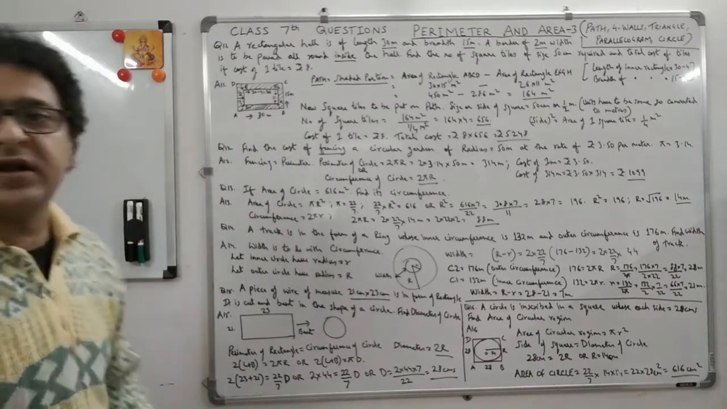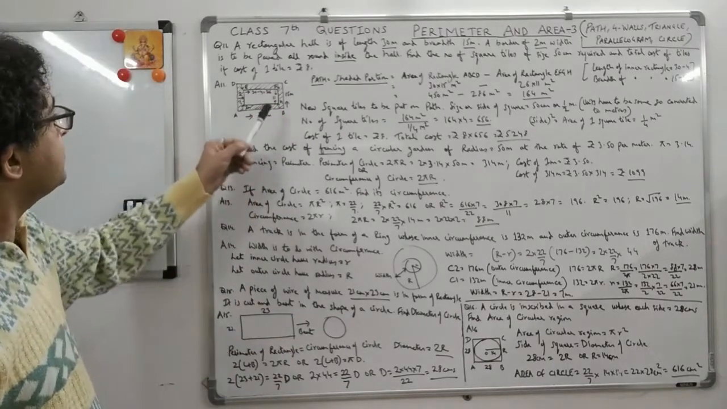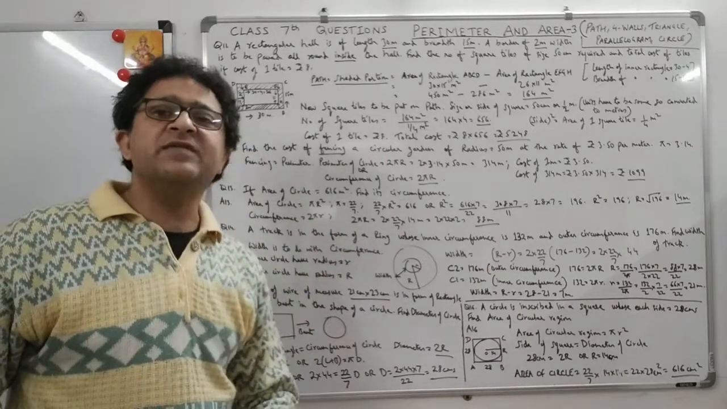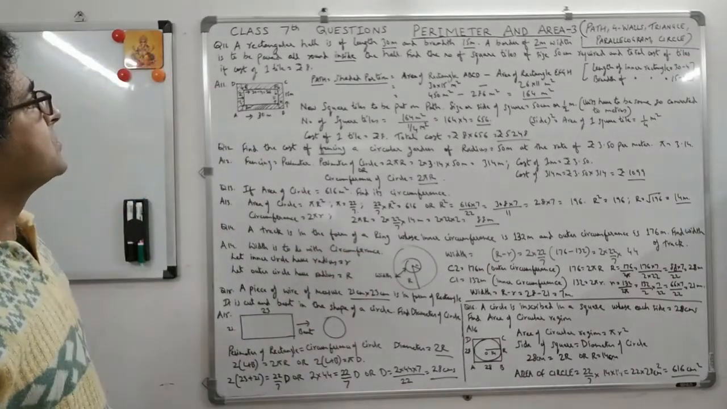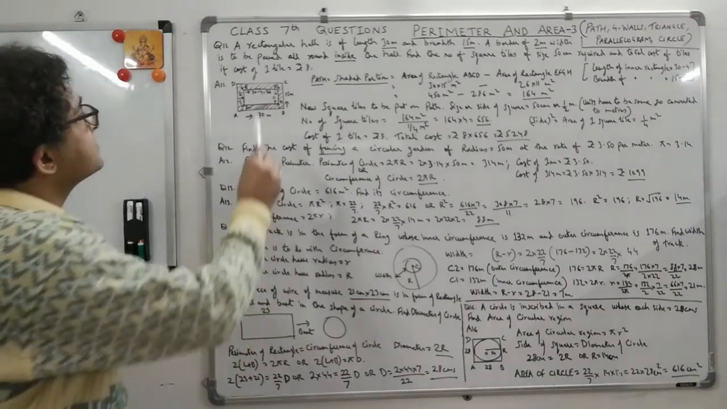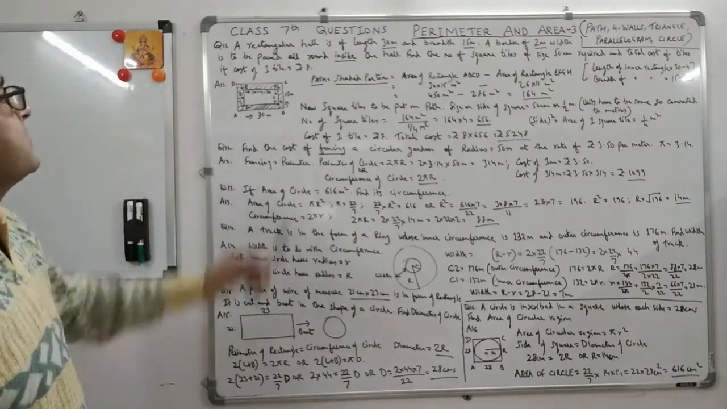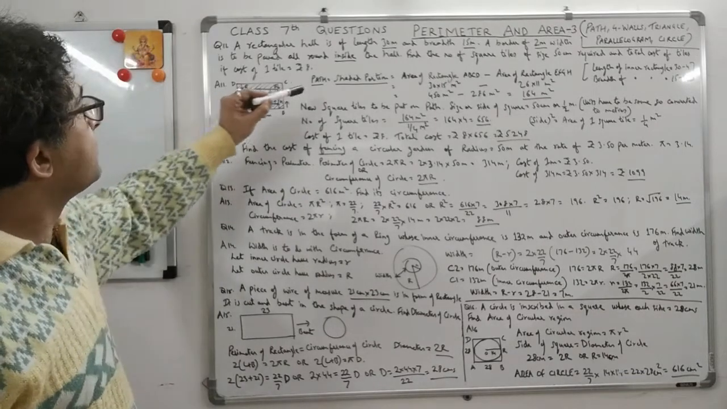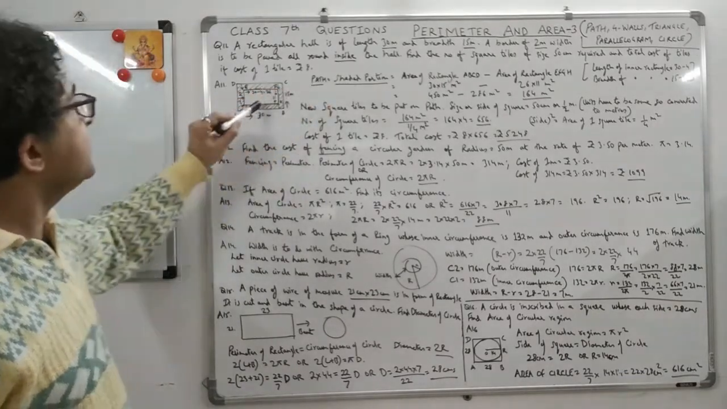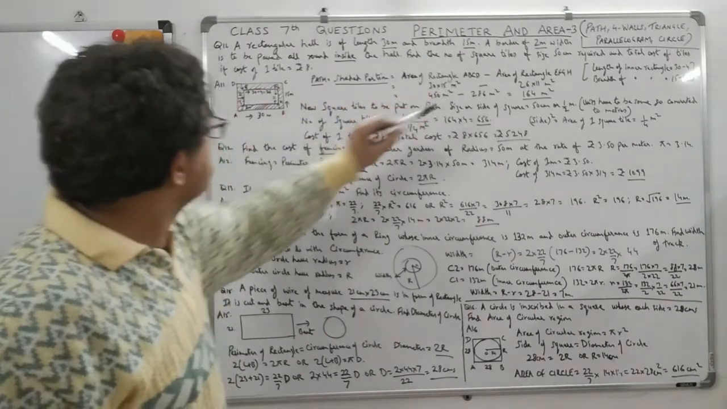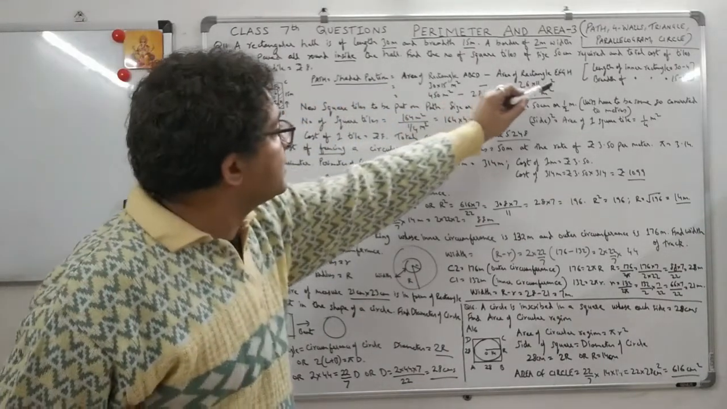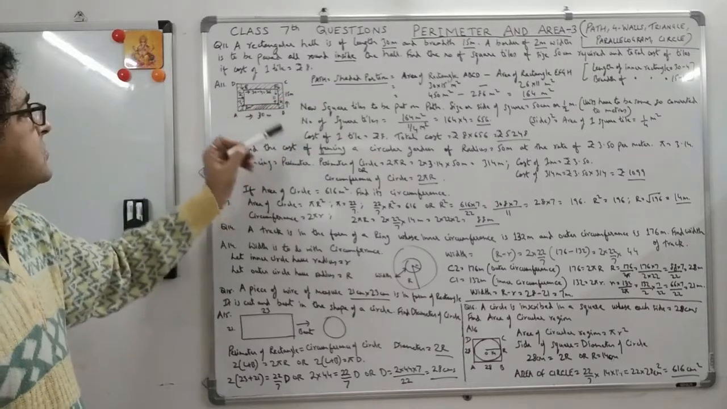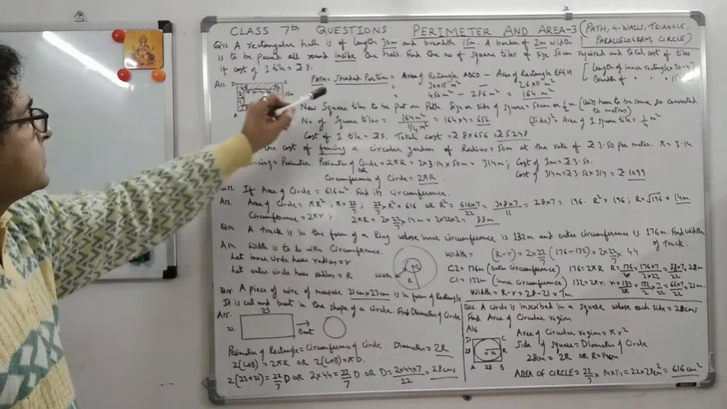So the two rectangles are ABCD and EFGH. 2 meter width is paved inside. So it is asking how many square tiles will be used to cover the pavement. So the path is the shaded portion, right? So area of the rectangle ABCD minus area of the rectangle EFGH is the shaded portion or the path. So the shaded portion and the path are the same thing.